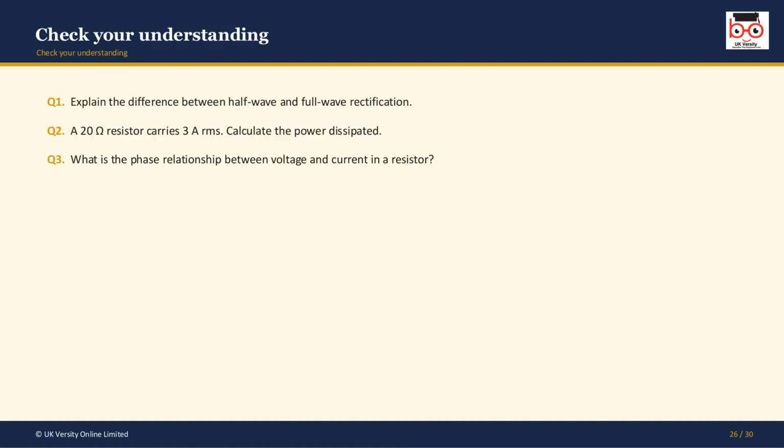Another quick check for you. Can you explain the difference between half-wave and full-wave rectification? If a 20-ohm resistor carries 3 amps RMS, what's the power dissipated? And what's the phase relationship between voltage and current in a resistor? Have a think before moving on.